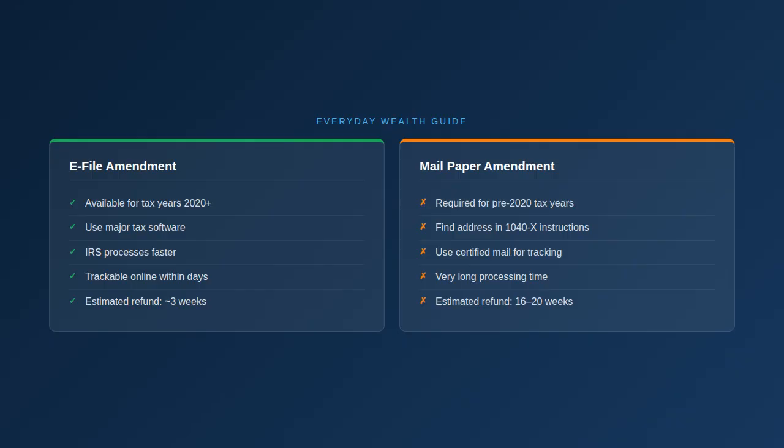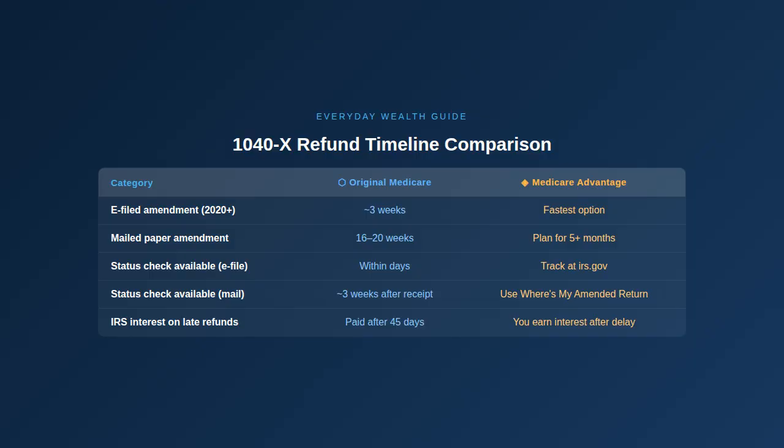The refund timeline for amended returns is one of the most common frustrations taxpayers have. If you e-file, the IRS typically processes amendments in about 3 weeks. If you mail your Form 1040-X, the realistic timeline is 16 to 20 weeks from the date they receive it, and this can stretch even longer during busy processing periods.